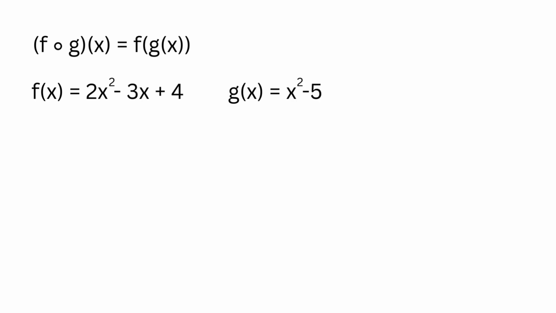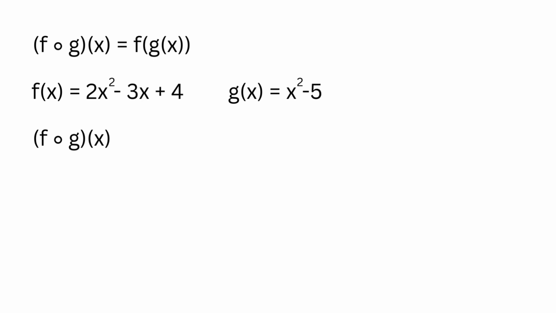And the last topic in this video is function composition, which is combining two functions to create a new function. This means applying one function to the output of another function. It is called f of g of x. So for example, f of x equals 2x squared minus 3x plus 4, and g of x equals x squared minus 5. Let's find f of g of x.